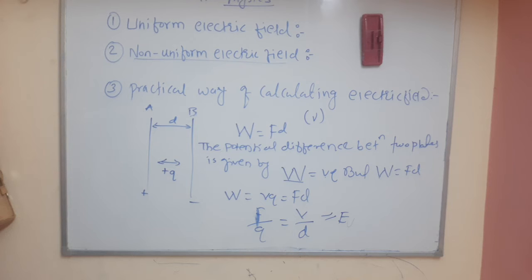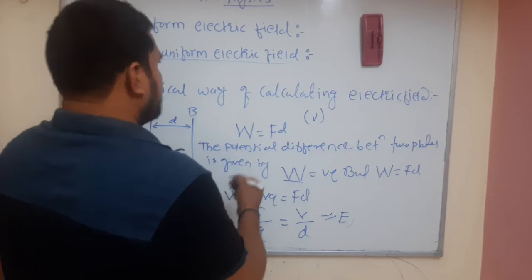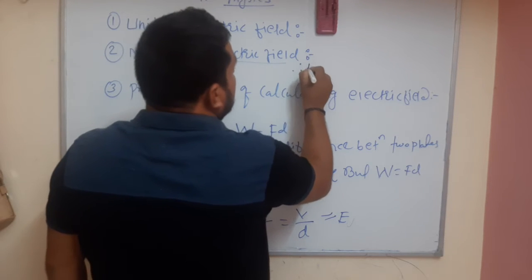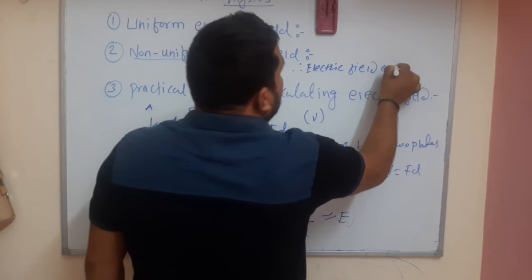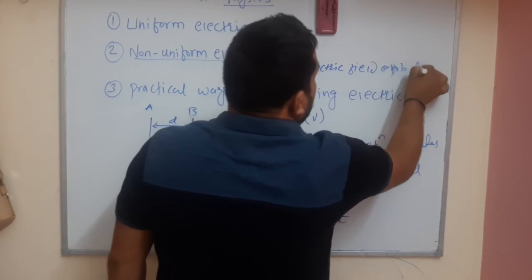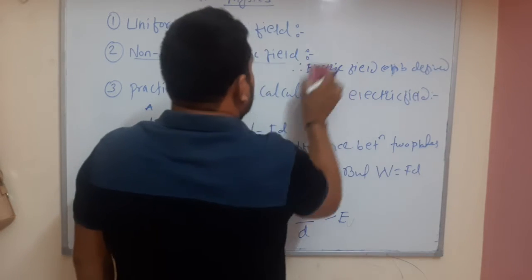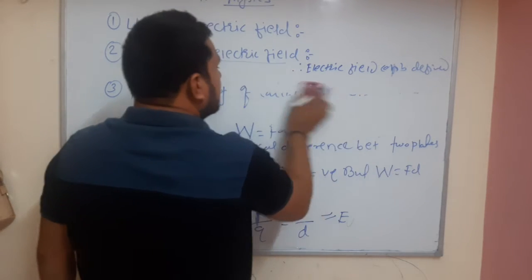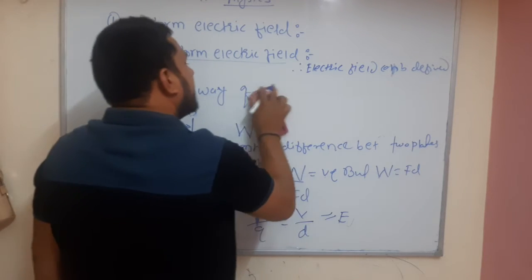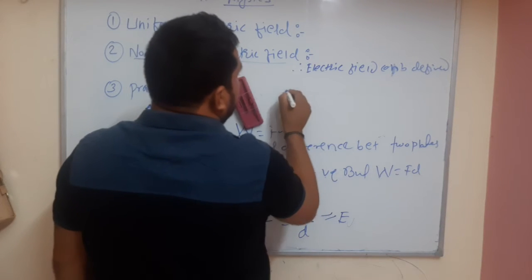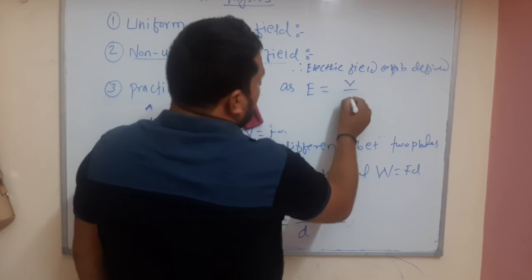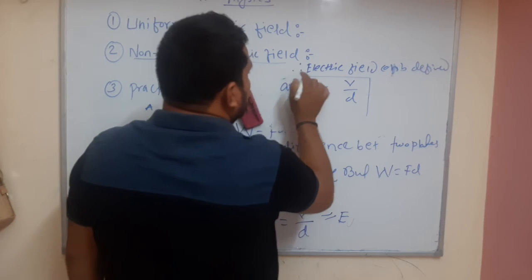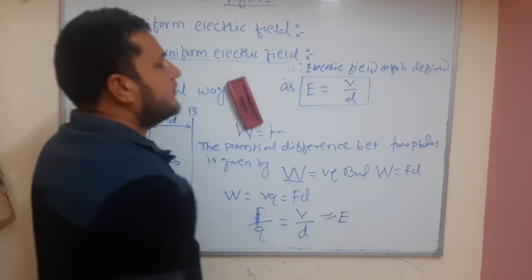Therefore, electric field can be defined as, what is our last equation? Electric field is equal to V upon D. This is our required value.